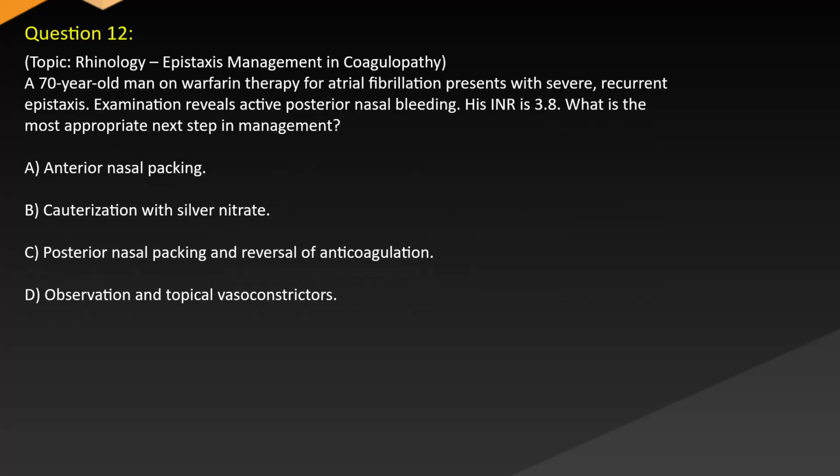Question 12. Topic: Rhinology. Epistaxis management in coagulopathy. A 70-year-old man on warfarin therapy for atrial fibrillation presents with severe recurrent epistaxis. Examination reveals active posterior nasal bleeding. His INR is 3.8. What is the most appropriate next step in management?